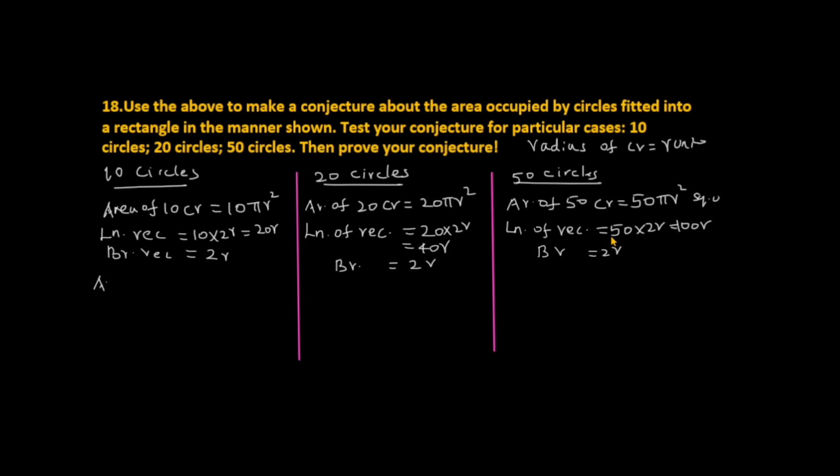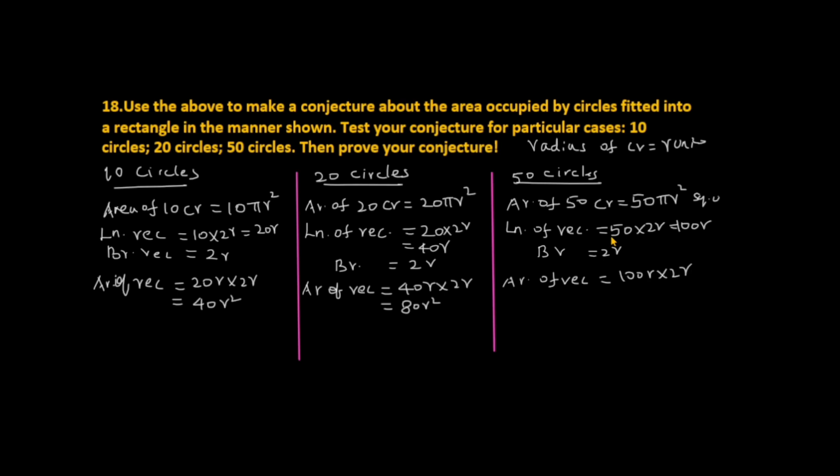What about area of rectangle? Length 20r into breadth 2r is equal to 40r squared. Here area of rectangle is equal to length 40r, breadth 2r is equal to 80r squared. Here area of rectangle, length 100r, breadth 2r is equal to 200r squared.